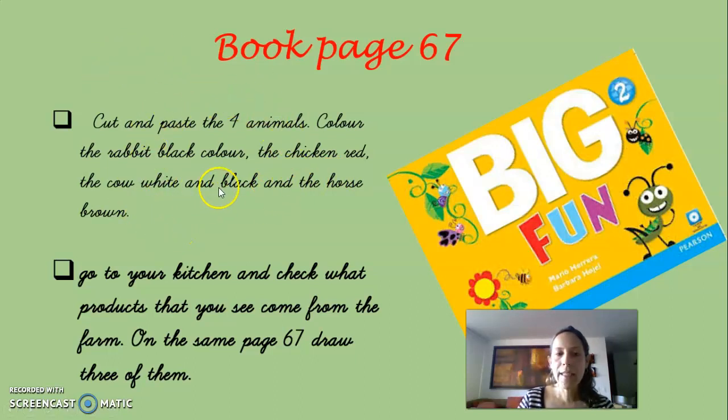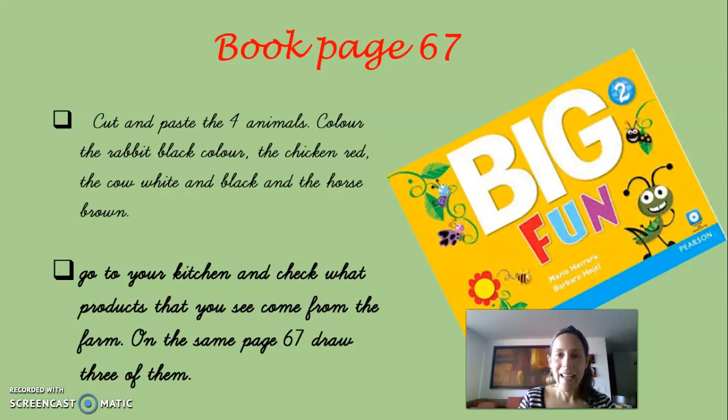When you're done with this, you are going to stand up and make some exercise. Go hopping to the kitchen. And you are going to check there what food that you see there comes from the farm. And on the same page 67, you are going to draw 3 of them. 3 food that you find in your kitchen that comes from the farm.